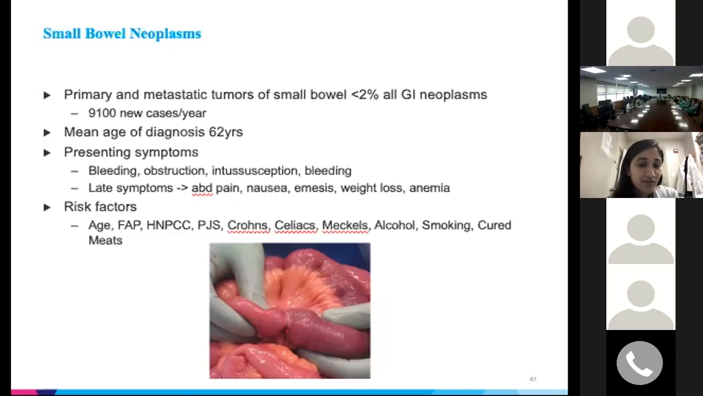So despite the fact that they're very rare, they do show up very often on the ABSITE. The mean age of diagnosis is around 62 years. And the presenting symptom of jejunal and ileal tumors is usually obstruction, versus the presenting symptom of a duodenal tumor, which is usually pain, biliary obstruction, gastric outlet obstruction with nausea and vomiting, and occult bleeding.